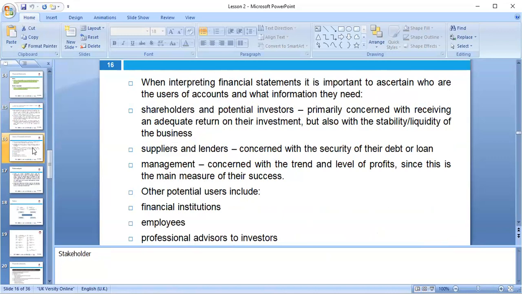It's important to know the users of accounts and the information they need. Shareholders, different stakeholders: a stakeholder is anybody who has any interest in the business or whose interest influences the decisions of the company. We need to look around. The primary concern is receiving an adequate return on their investment, and also the stability and liquidity of the business. Suppliers, lenders, management, potential users, financial institutions, employees and professionals. So those we need to look at.